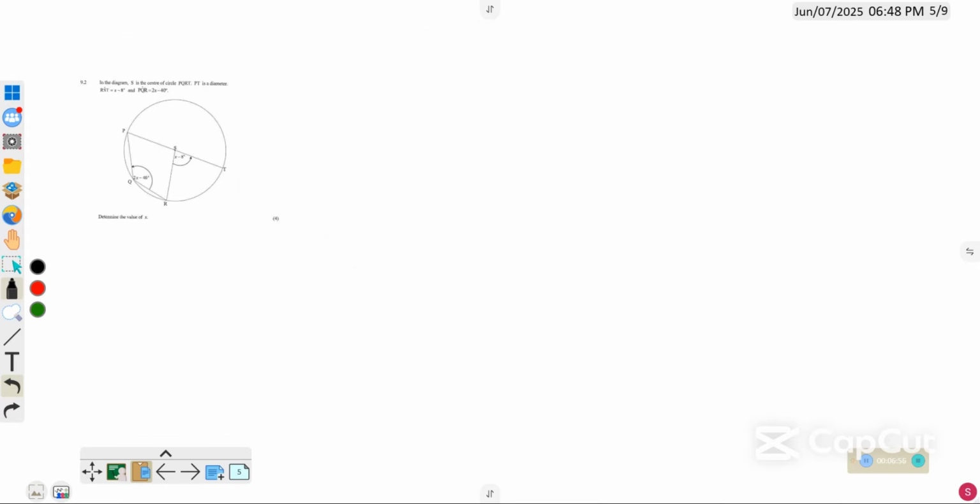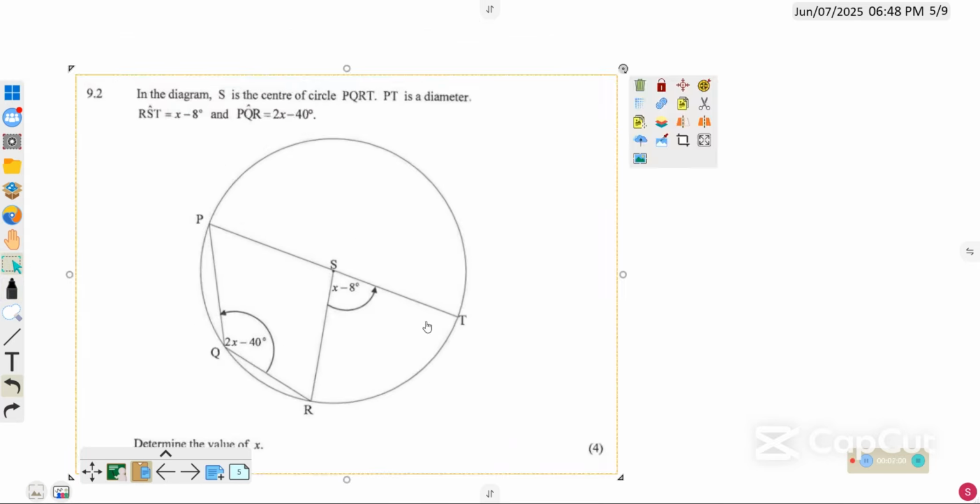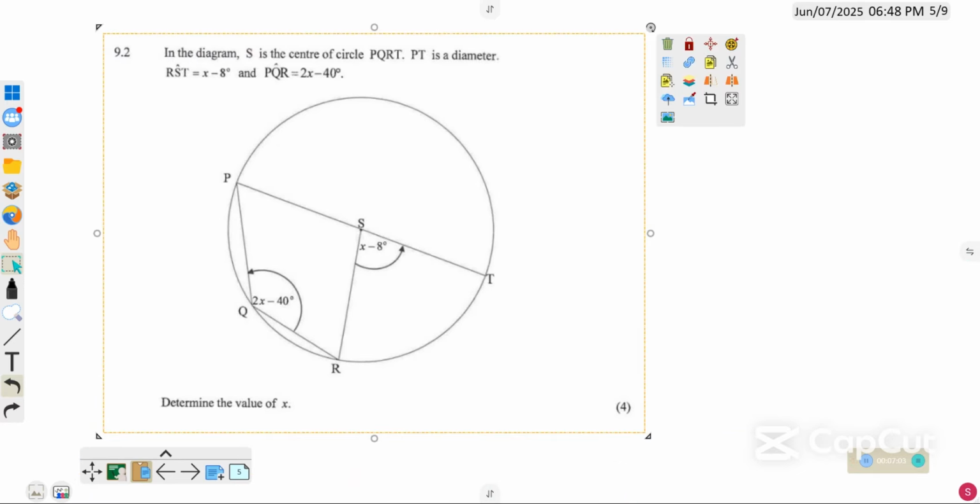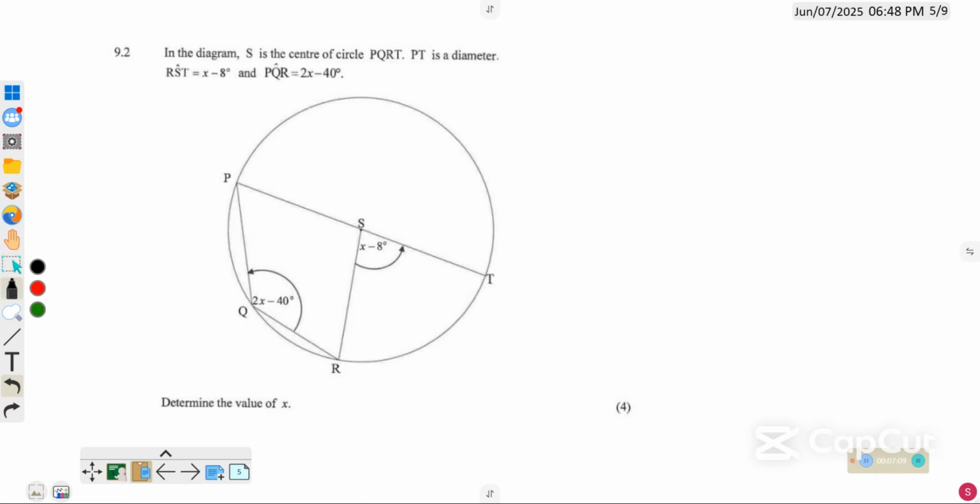Moving on, let's look into another one. In the diagram, S is the center of the circle PQRT. PT is a diameter, so we have a diameter through the center there. Angle RST is equal to x minus 8, that is that angle there, which is x minus 8 degrees. Angle PQR is equal to 2x minus 40. So that's the angle which is subtended by P and R.